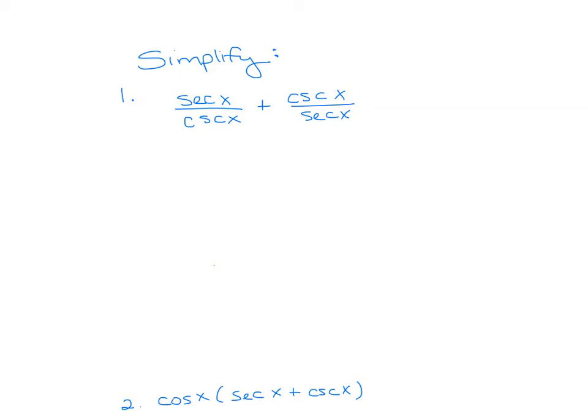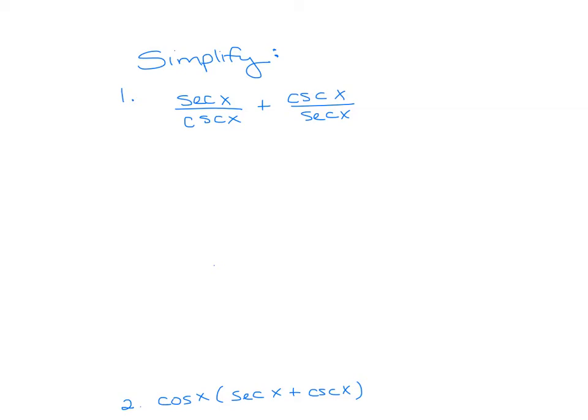All right, so we're going to go ahead and notice these are all reciprocals. Now, you can't cross simplify here because there's an addition sign, a plus sign in between each of the two fractions. So what we need to do here is find a common denominator. But before I do that, I'm going to change these to their reciprocals.